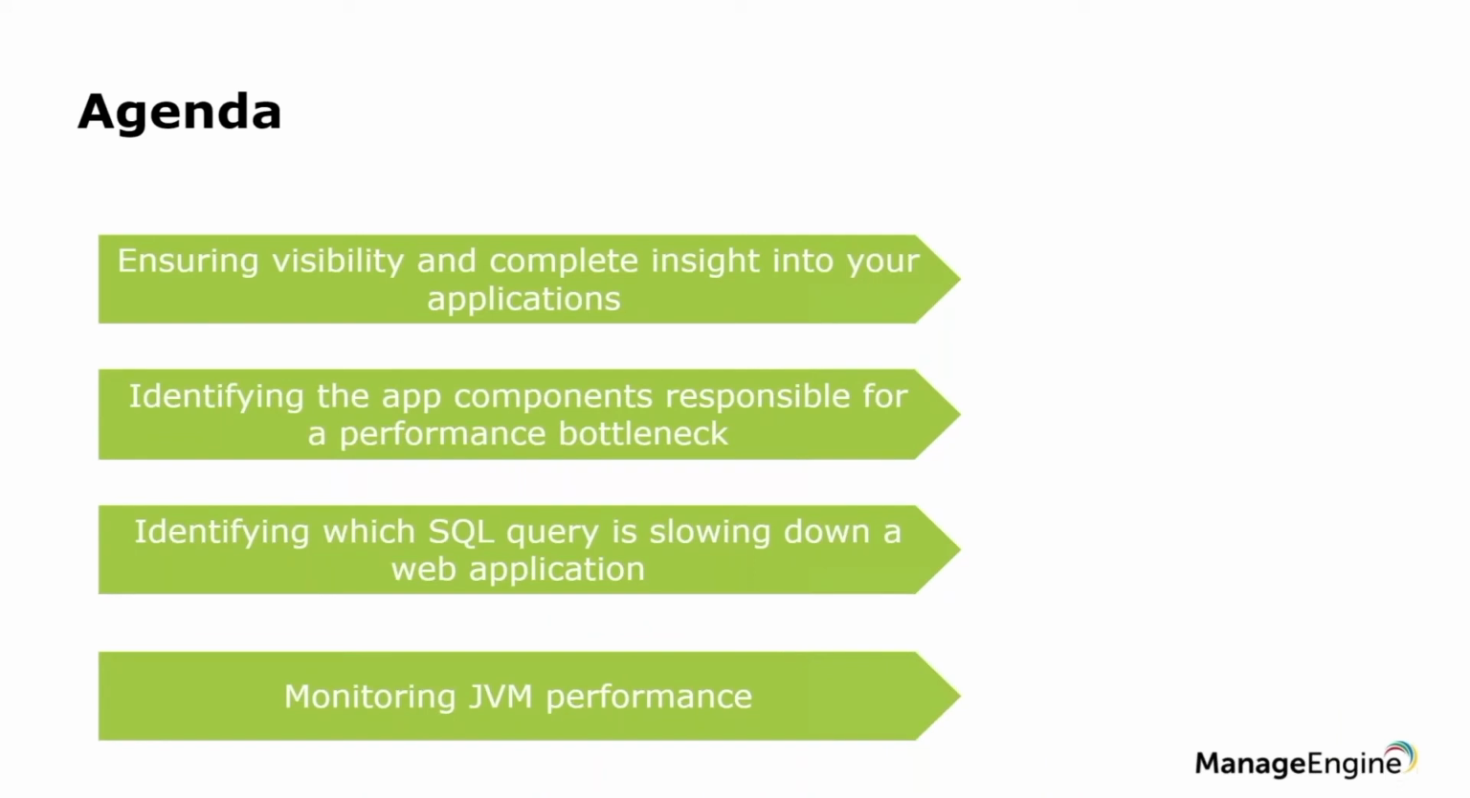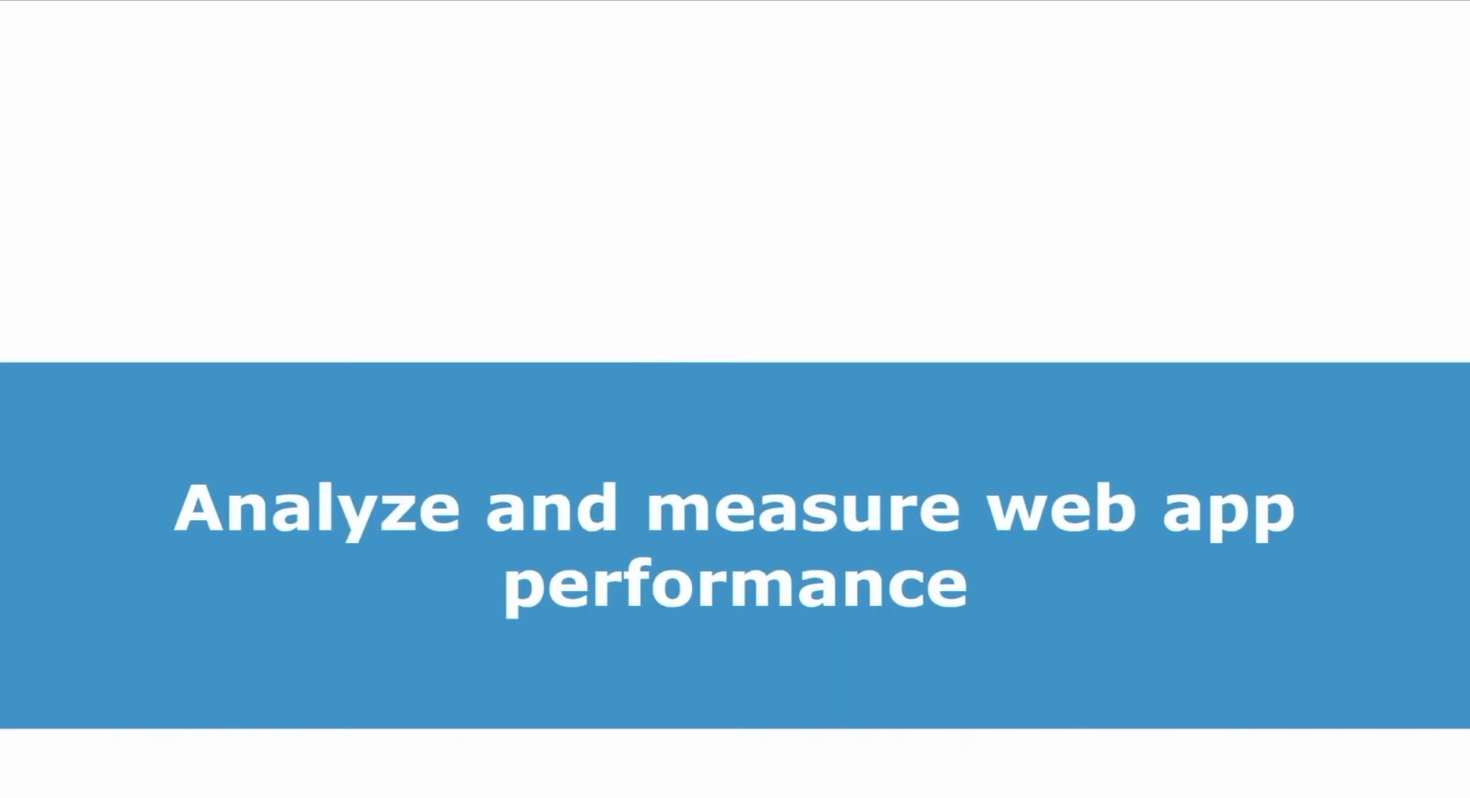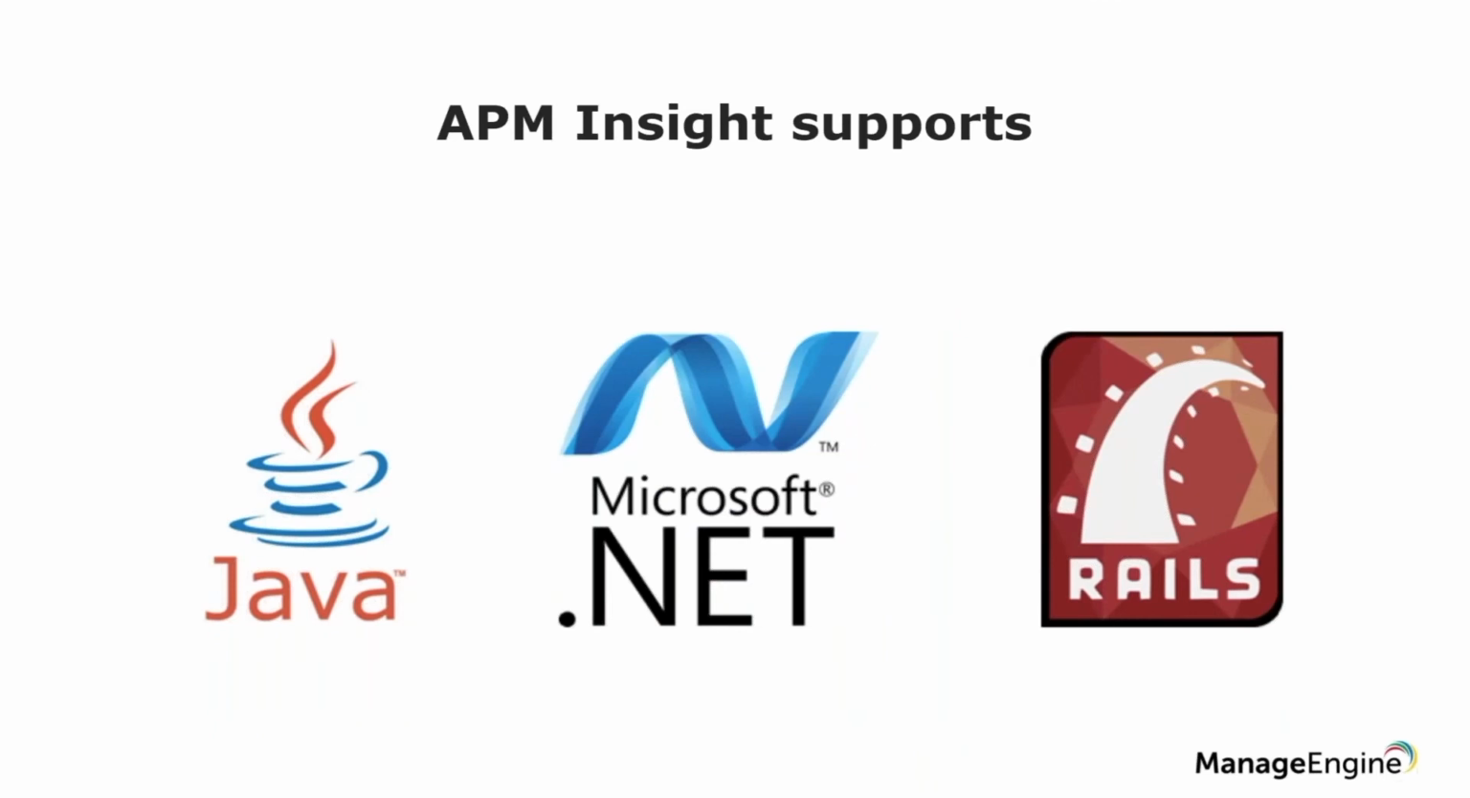So in today's session, we'll be looking at how an end-to-end transaction can be monitored across your entire application infrastructure to ensure visibility and have complete insight into your application, to identify if there is any performance bottleneck in your application components, identify if there are any SQL queries which are slowing down your web app, and monitor JVM performance. To analyze and measure web app performance, we have an agent called APM Insight, which supports web apps built on Java, .NET, and Ruby on Rails.